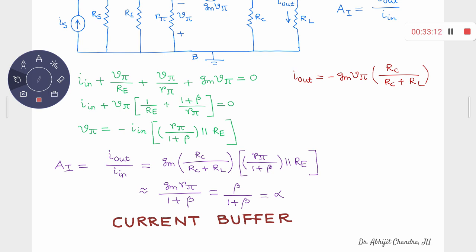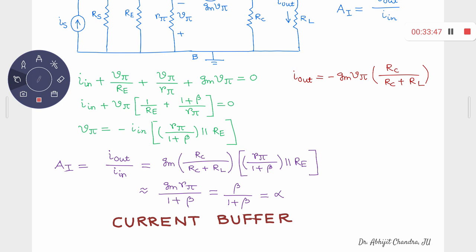Because for a common emitter amplifier, your input was applied at the base, output was obtained at the collector. But for the common base amplifier, the input is applied at the emitter and the output is obtained at the collector. So what is the input current? It's basically the emitter current. What is my output current? It's basically the collector current. Almost same, or somewhat less. Right. So if I find out IC upon IE, that ratio is equal to alpha. IC is equal to alpha IE.